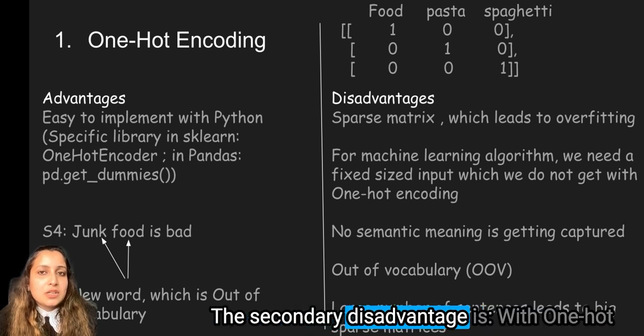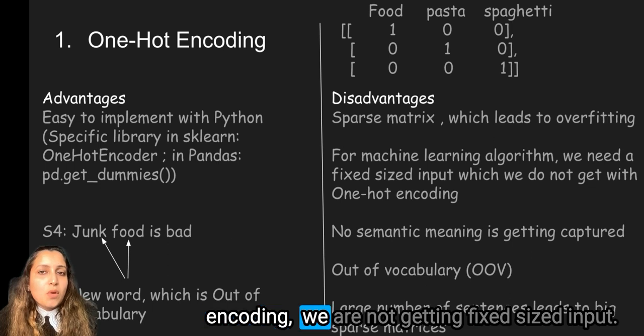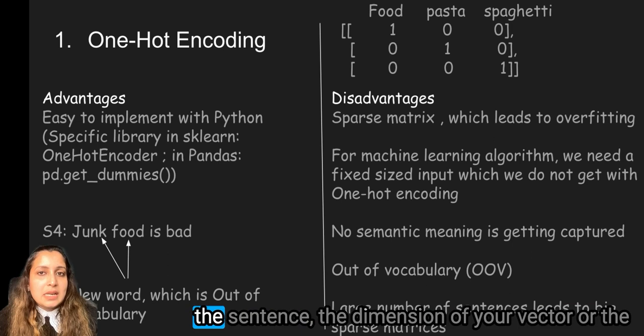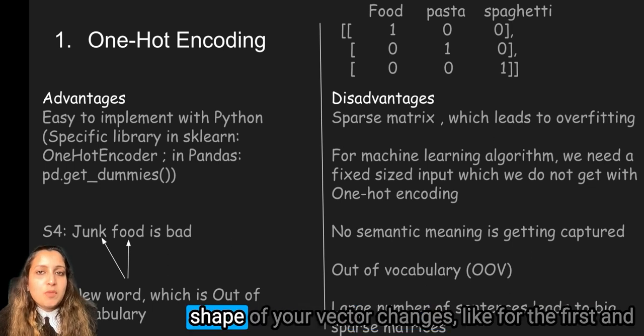The second disadvantage is with one-hot encoding, we are not getting fixed size input. Depending upon how many words are there in the sentence, the dimension of your vector or the shape of your vector changes.